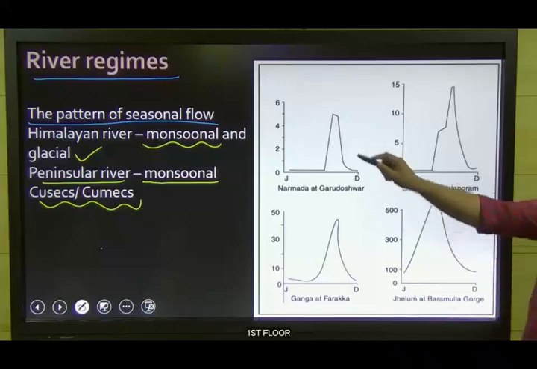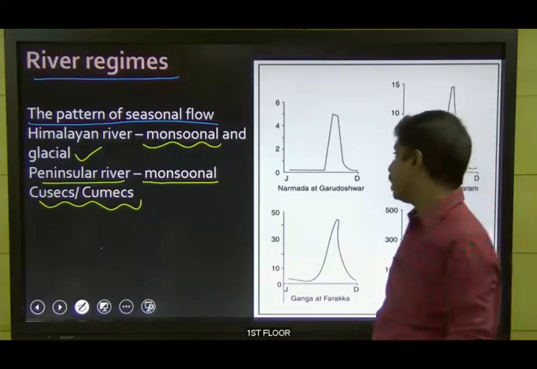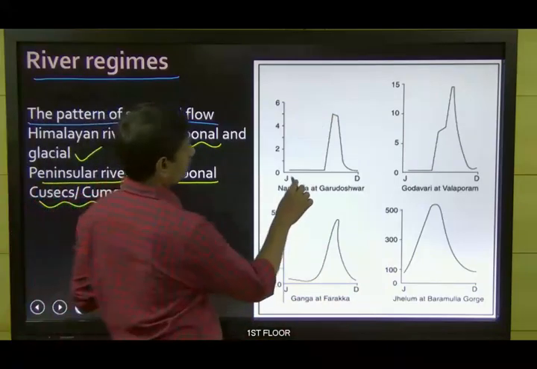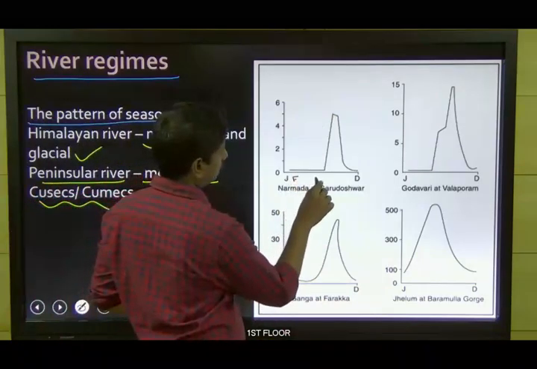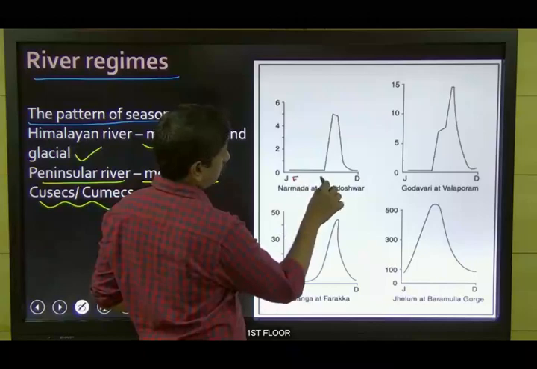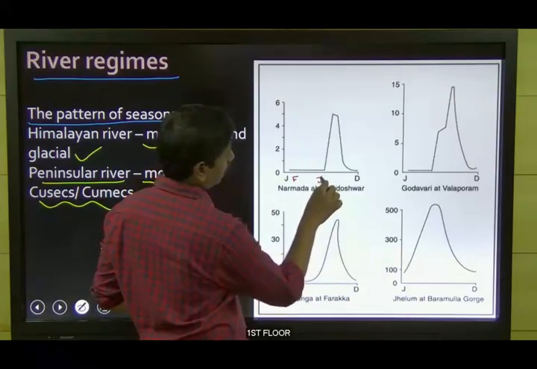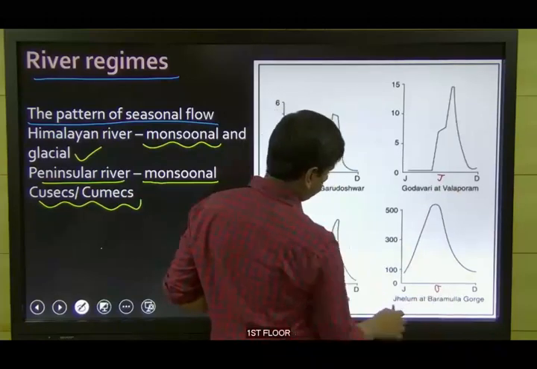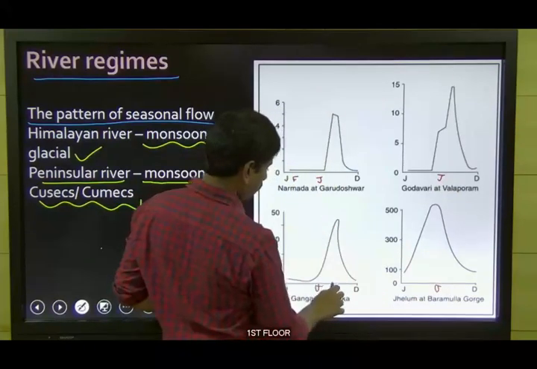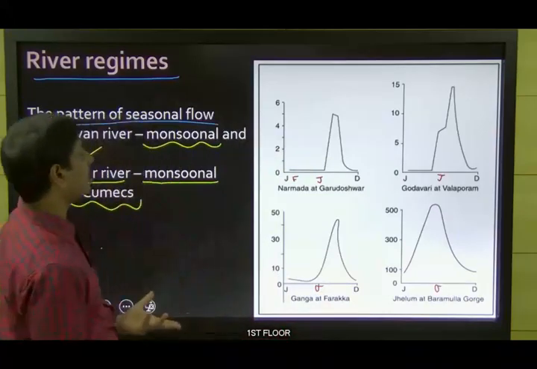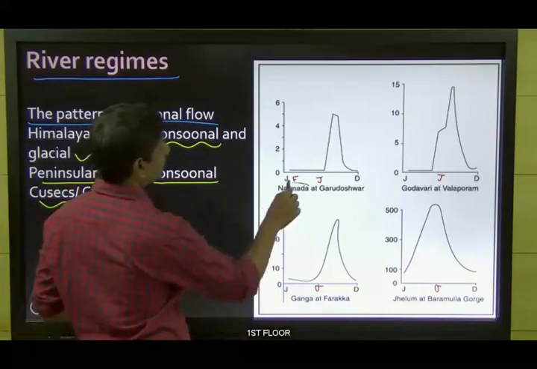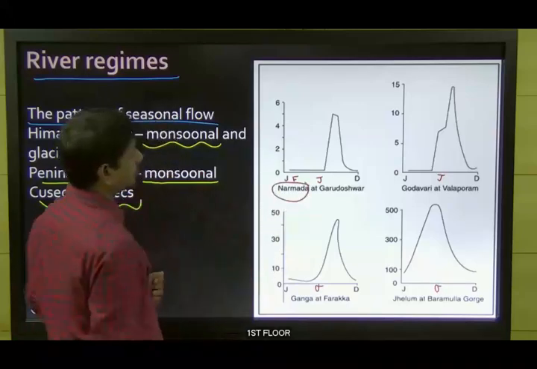Okay, the pattern of seasonal flow. Here in the graph, January to December is there. January, February, say June I am putting in the middle. The red J is June, summer, and that is the onset of monsoon also. If you see Narmada, Narmada is an example for peninsular river.